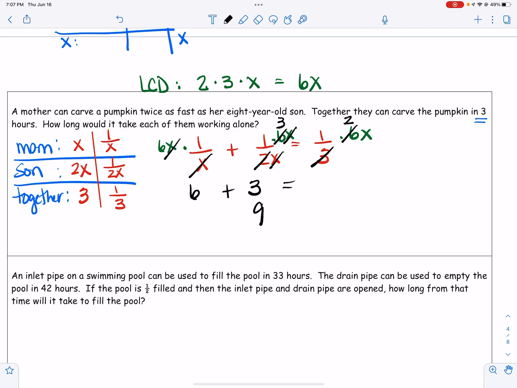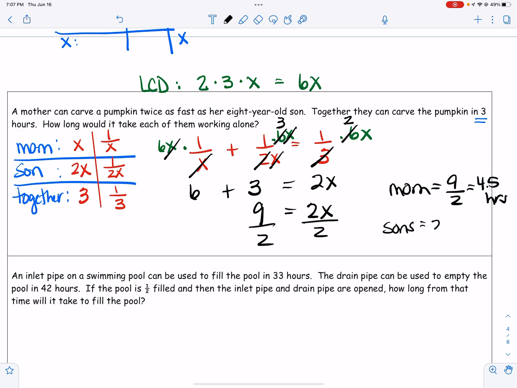So we get 9 is equal to 2x. So then I divide it by 2. And so the mom's time is going to be 9/2, or 4.5 hours. And the son's time is 2 times that, which would be 9 hours.